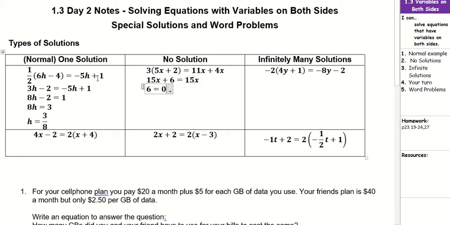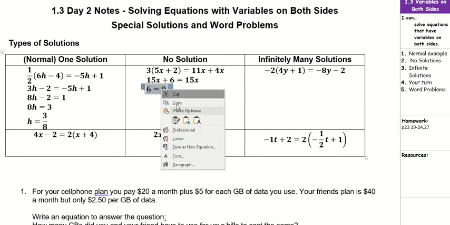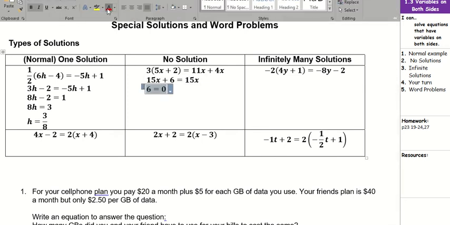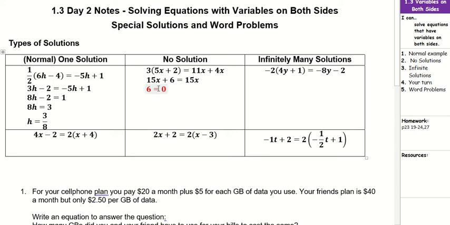Let that sink in. Here I have a variable at the end. Here there's no more variable. This is a problem. My variable is completely gone away. Notice also that it's not true. 6 is not equal to 0. This is a lie. Not true. That's not true, so I put it in red because it's a lie. Since it is not true and I don't have a variable, we're going to say no solution.